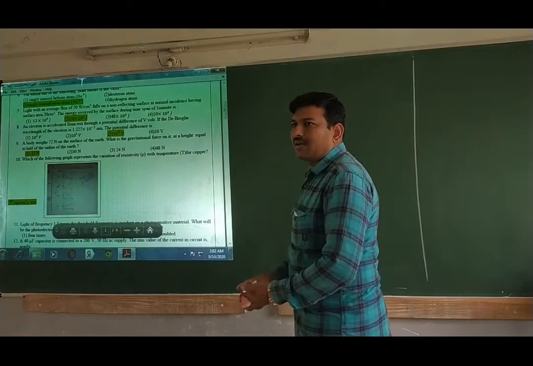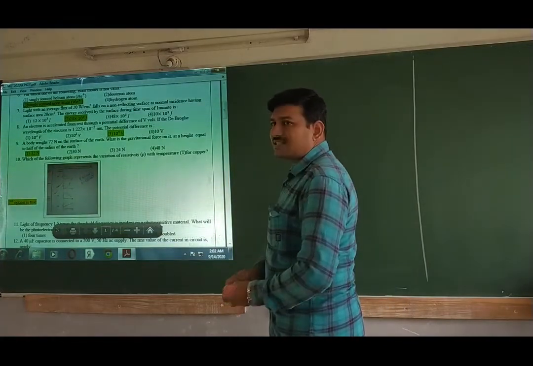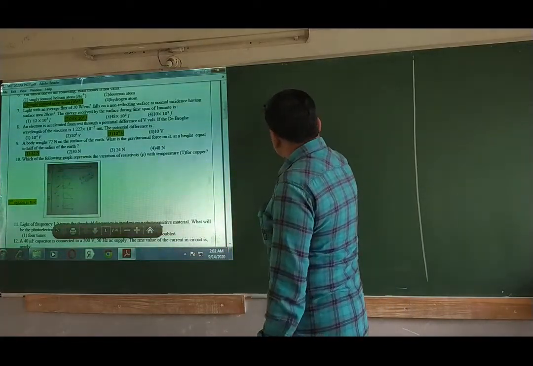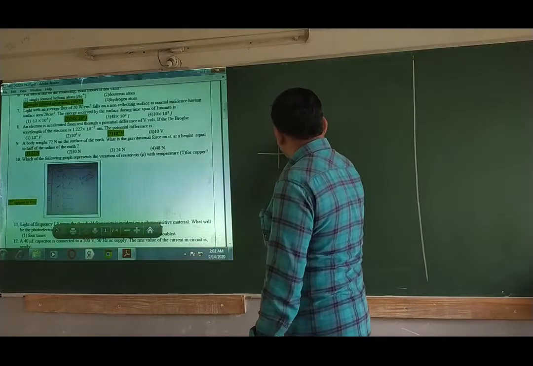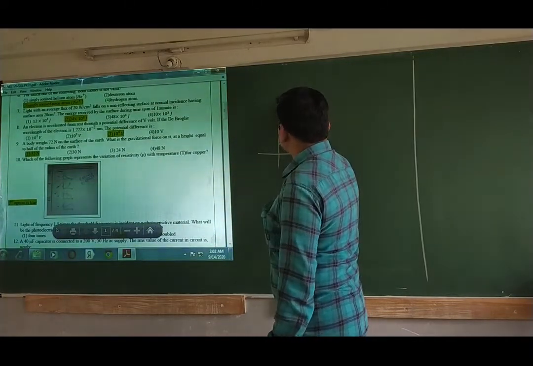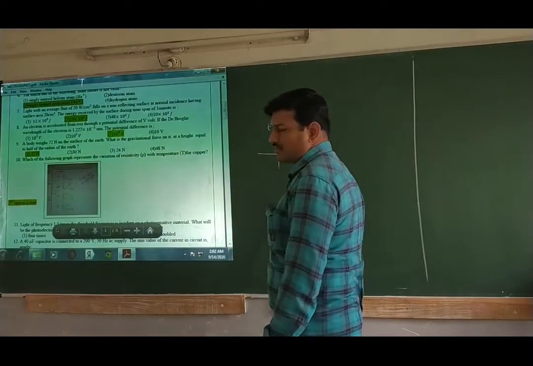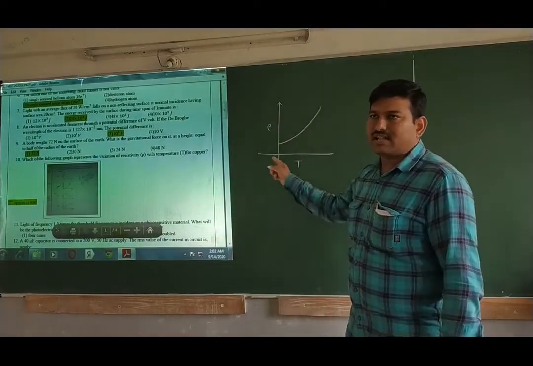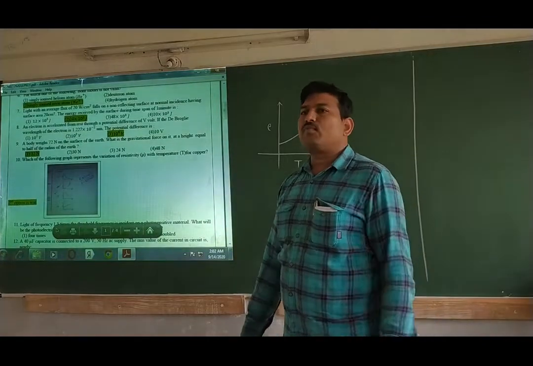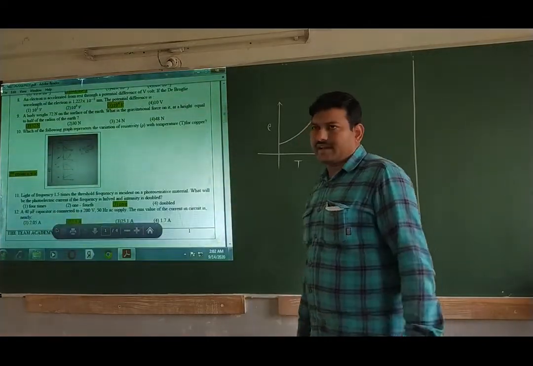Variation of resistivity with temperature for the copper. It is like this. This is the graph. Variation of resistivity versus temperature for copper metal is like this. Okay. And for most of the other metals, we will be having a linear graph.